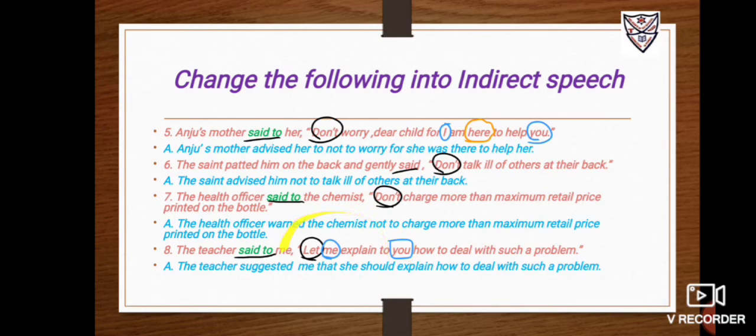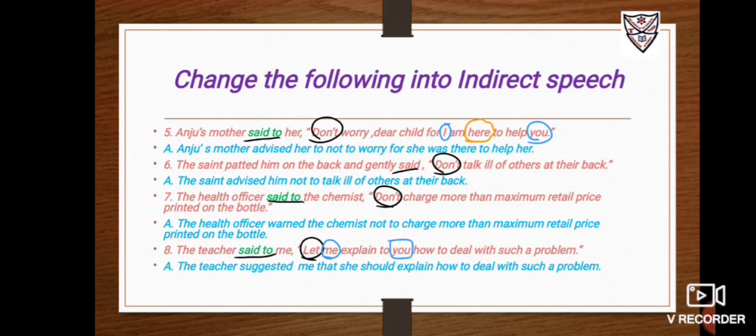And now this is you. Okay. Second person changes with the listener. So the listener is in first person. So this you will be in first person. Okay. So to all children she is saying, so first person plural, we will be using us. So you can write the teacher suggested that she should explain to us how to deal with such a problem. To deal, because it's already to and the infinitive to and the verb, so I'm not going to change to deal.